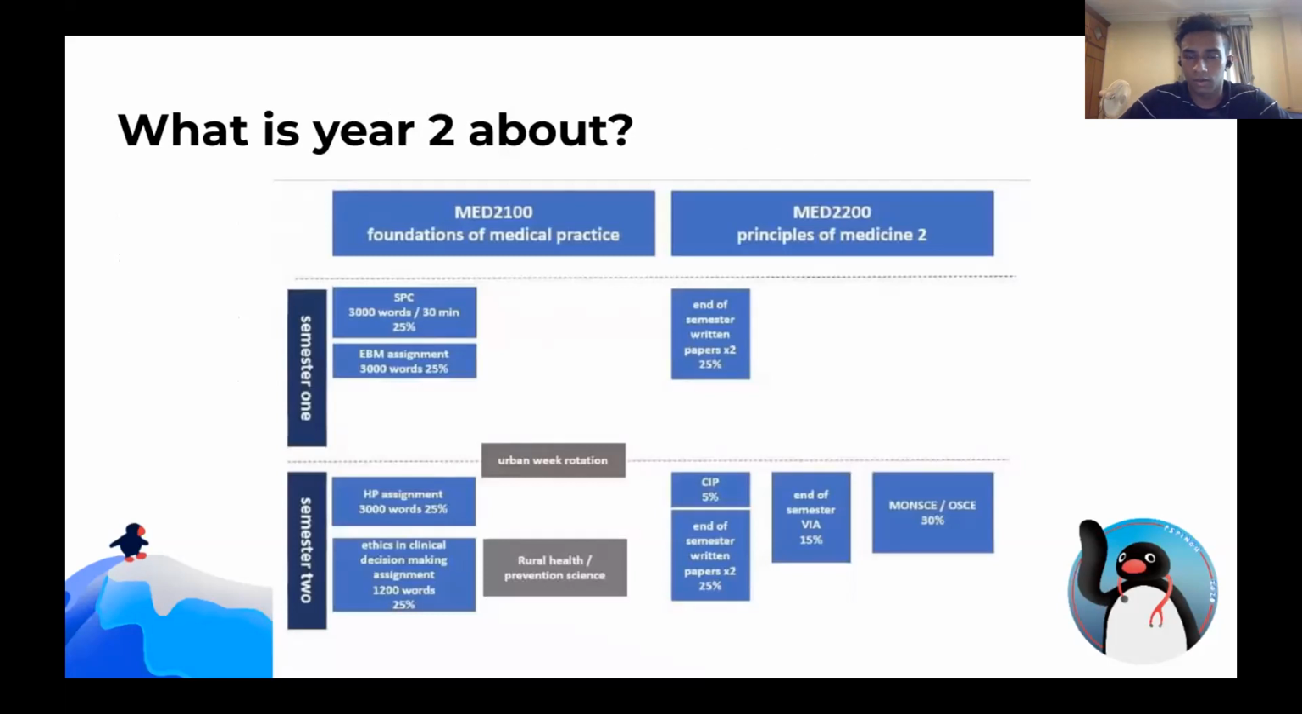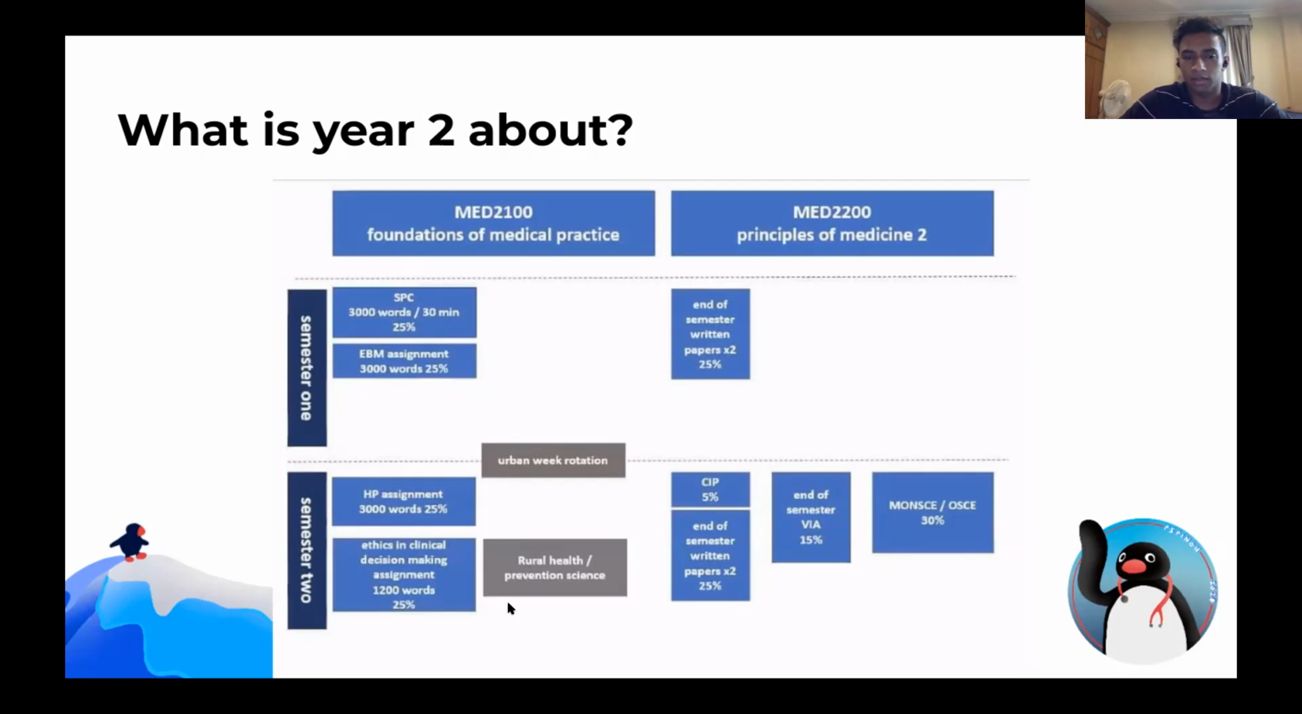So what's year 2 about? I'm sure all of you saw the roadmap a couple of weeks ago that Richard posted. It looks kind of scary. You've got so many assignments to do, and you probably have your rural health placements as well. But we kind of simplified it even further.